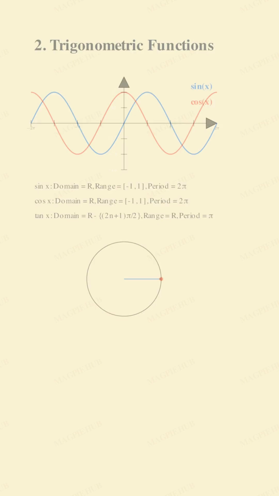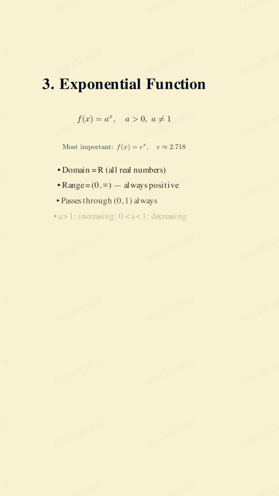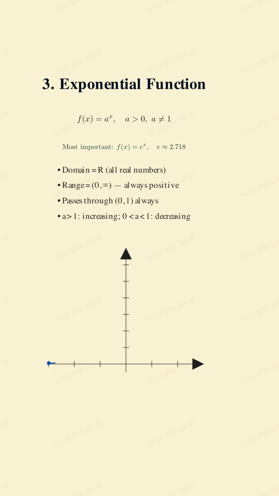The exponential function, f of x equals a to the power x, where a is positive and not equal to 1. The most important case is e to the x, where e is approximately 2.718. Key properties: domain is all real numbers, range is 0 to infinity, it's always positive. It always passes through the point 0, 1.